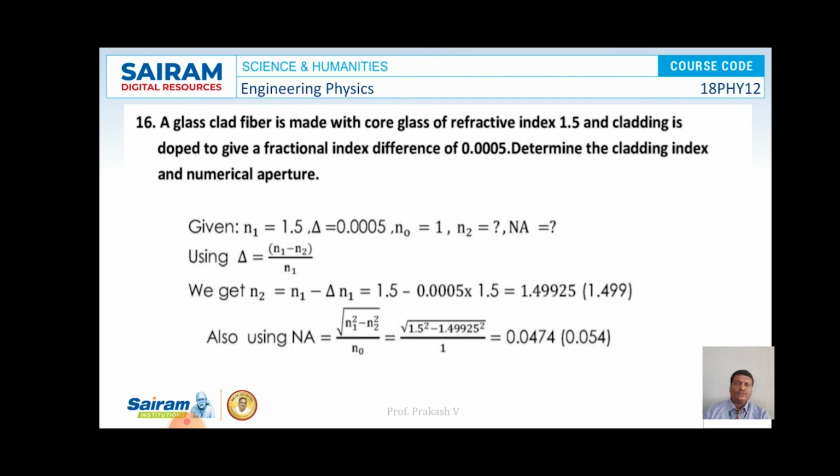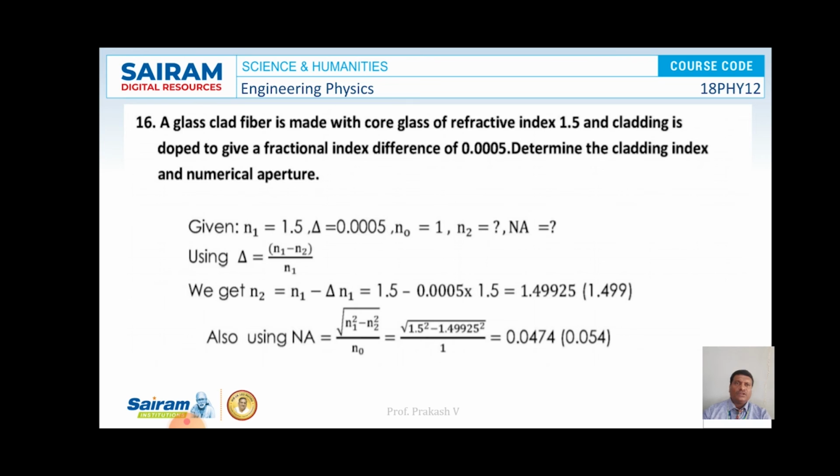We know that delta is equal to (N1 minus N2) by N1. So N2 is given by N1 minus N1 delta. That is nothing but 1.5 minus 0.0005 into 1.5. So on simplification, the value of N2 is found to be 1.499.